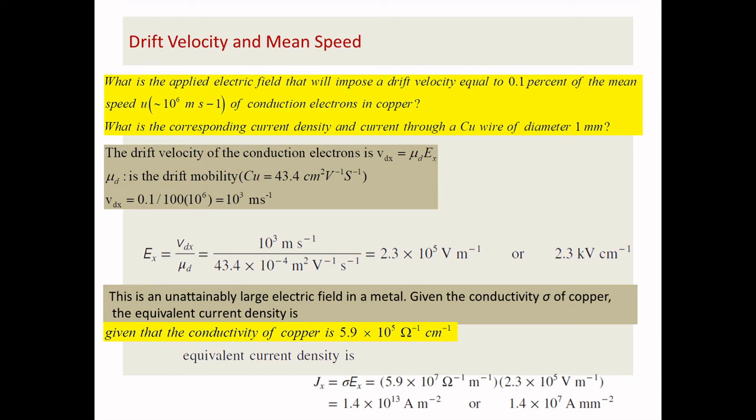So you know that J is nothing but I by A. I is the current and A is the area. So the unit is ampere per meter squared.